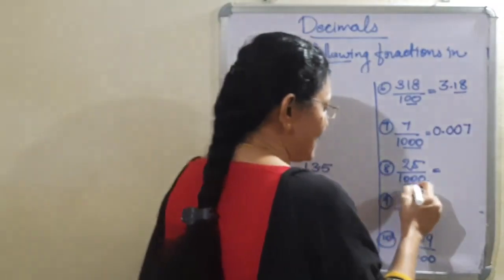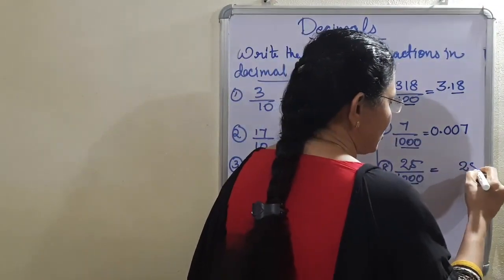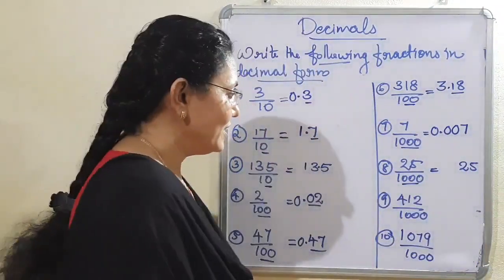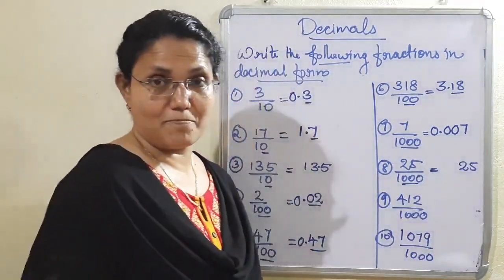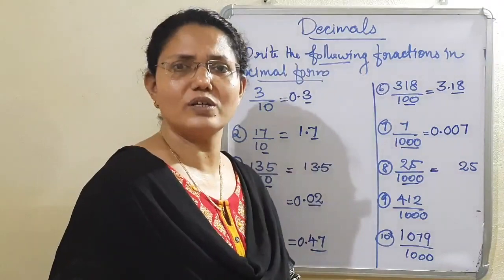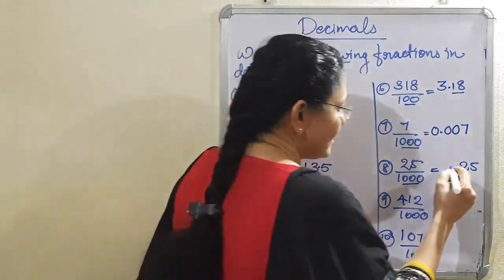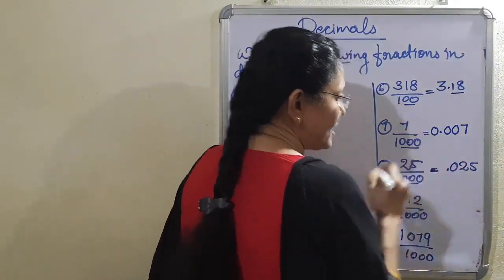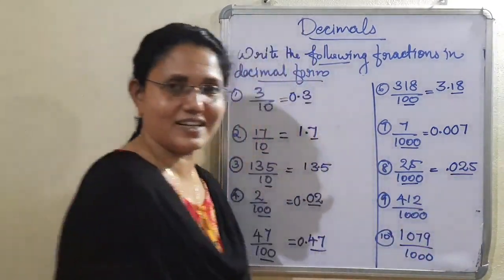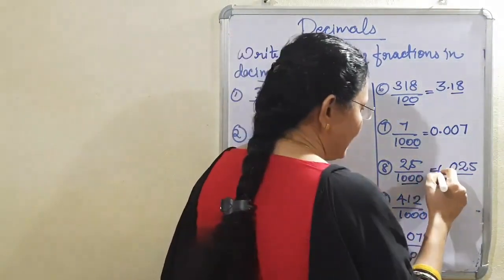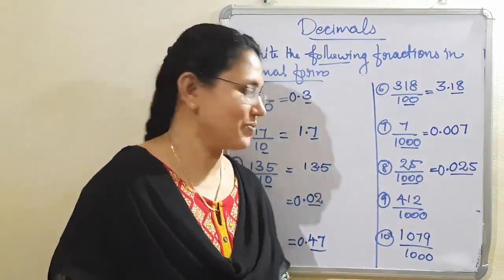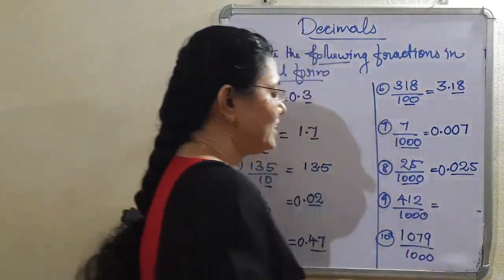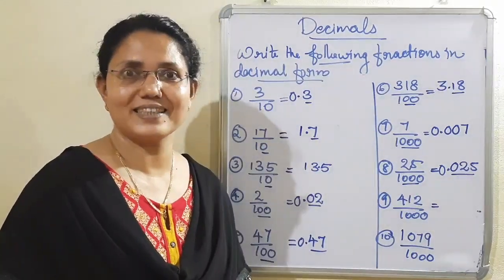Okay. Next one, 25 by 1000. Here also there are 3 zeros. I am writing the numerator 25. Now here we actually need 3 decimal places, but here we have only 2. Then what to do? Yes, write here 1 zero. Then put the decimal point. Now 3 places are there. Okay. Now the whole number part 0. 0.025.